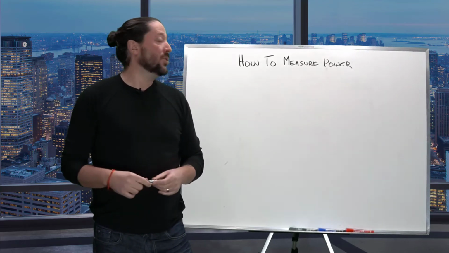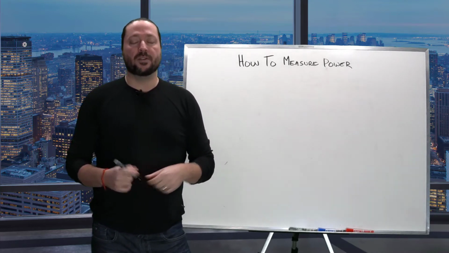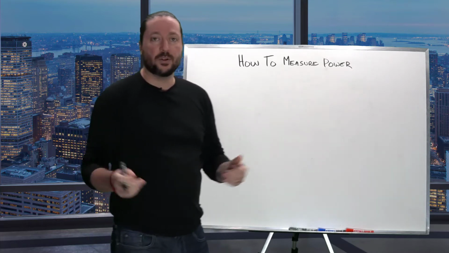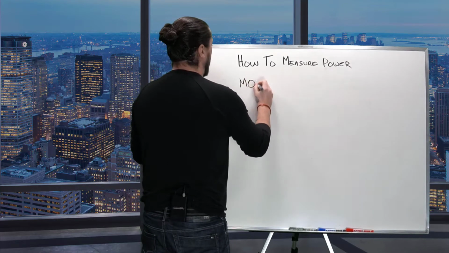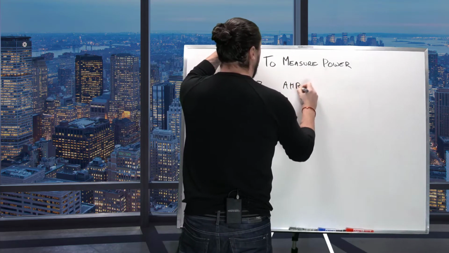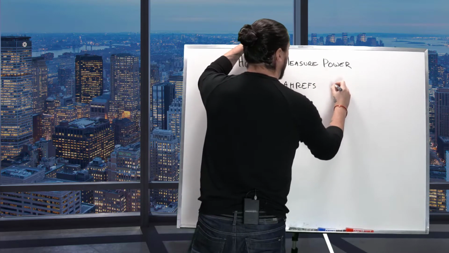Today we are going to talk about how to measure the power of a domain, and there's three main aggregators that typically people like to use when they're measuring the power of a domain. Those are Moz, Ahrefs, and Majestic.